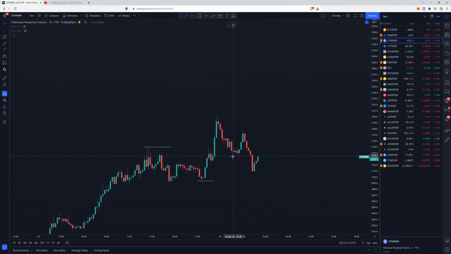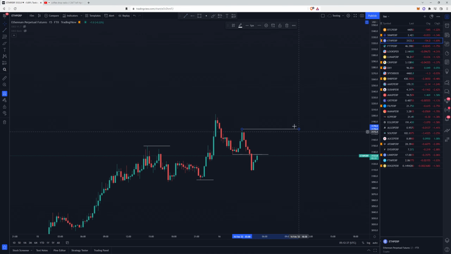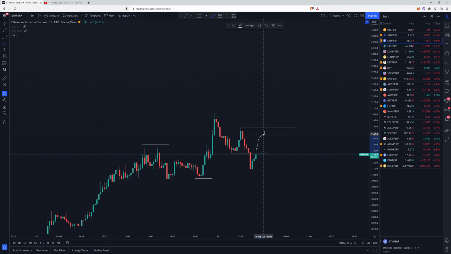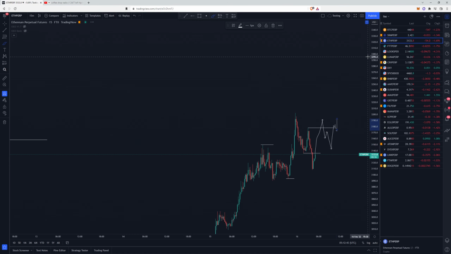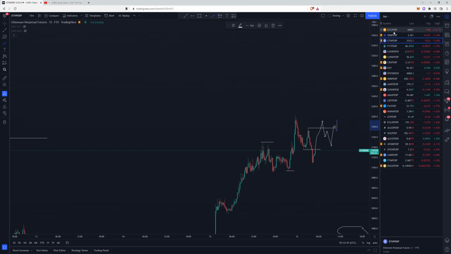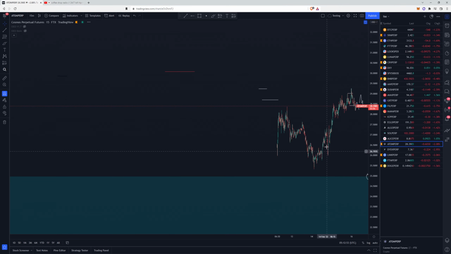Alright, so sweeping out the low. If we get a break above the high, and then we get some reaccumulation, then that would suggest the market is going to continue up. And obviously looking at Bitcoin there as well, making sure that it's printing a similar pattern. I am already in a short on Atom, however.